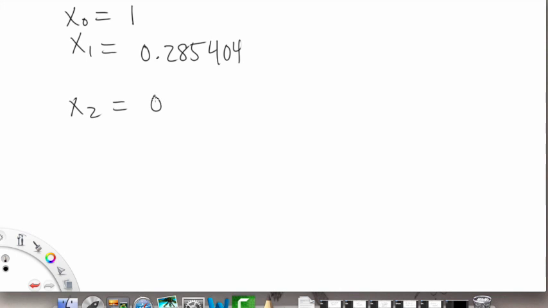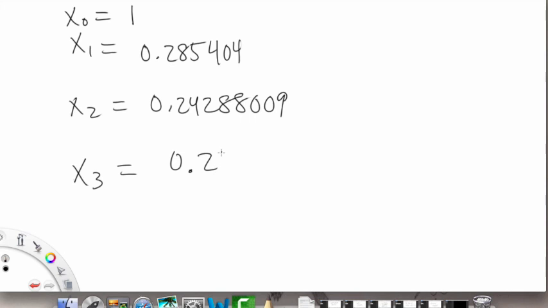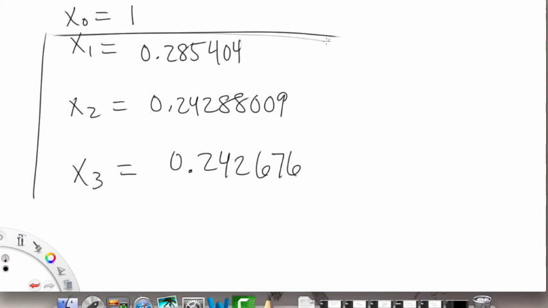On the next slide I'll write all of our answers together. We were given that x naught, our initial guess, is equal to 1, and x sub 1 was equal to 0.285404. x sub 2 was equal to 0.242880009, and the last one, x sub 3, was equal to 0.242676. Here are our three answers. That's what our question was asking for, and that'll be the only problem for this practice problems video, because all of the other questions work the same exact way.